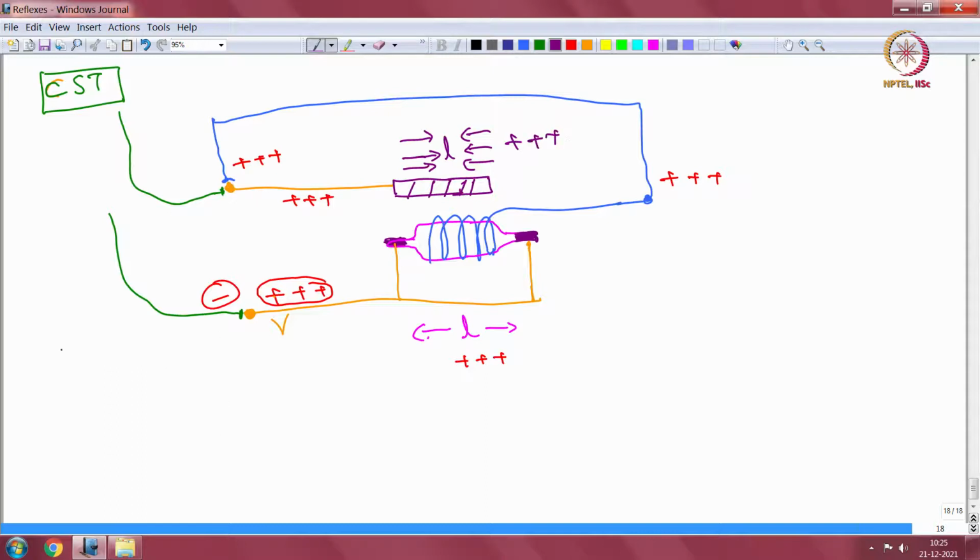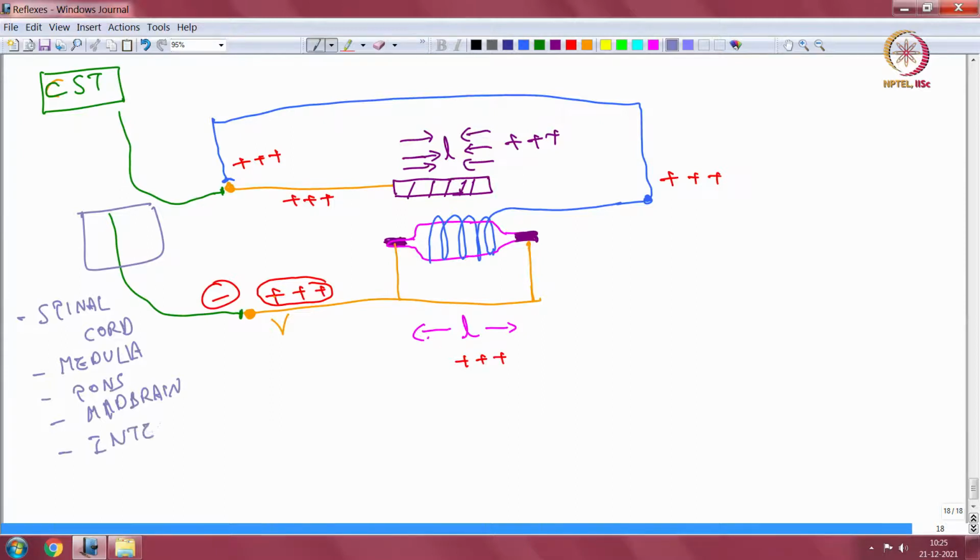So, with a break, this is a disease process in which you have a break in the spinal cord somewhere up in the medulla, pons, midbrain, internal capsule, and the cortex.